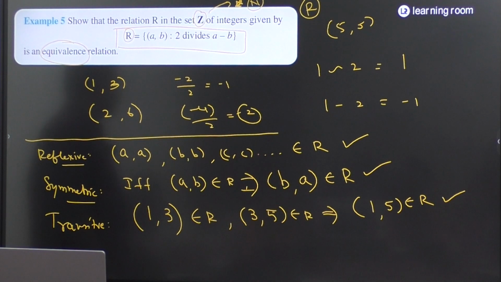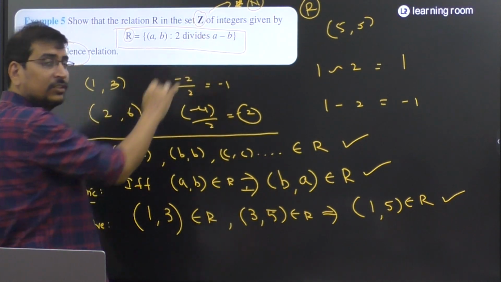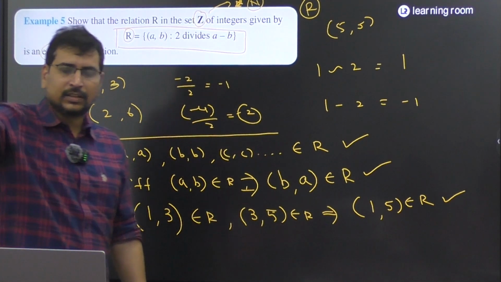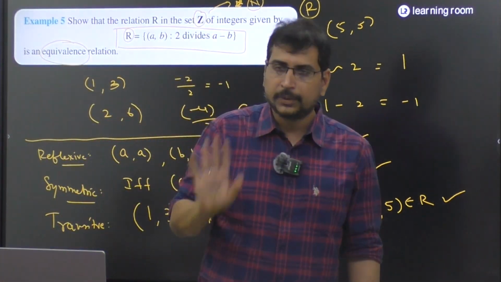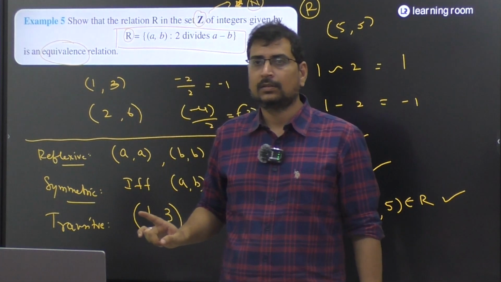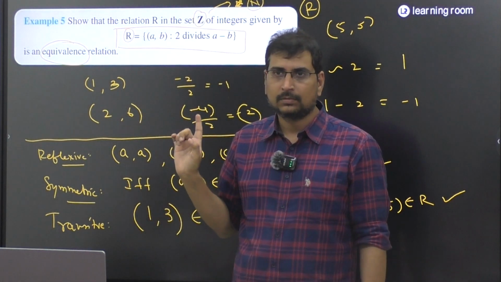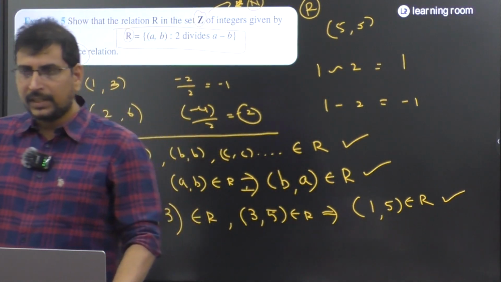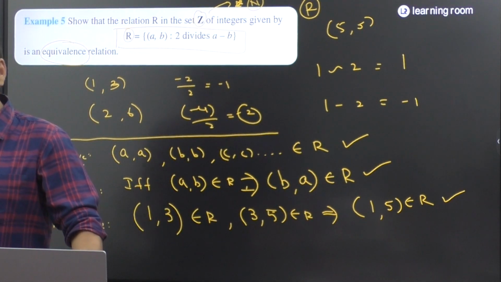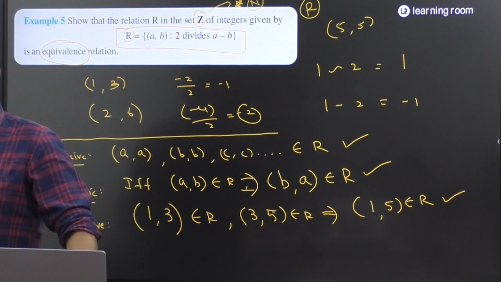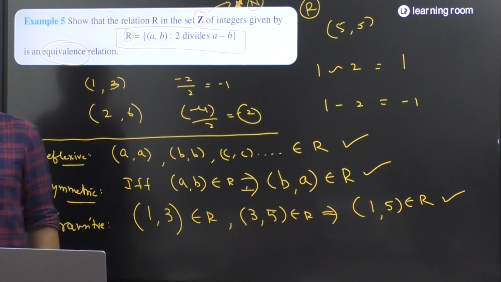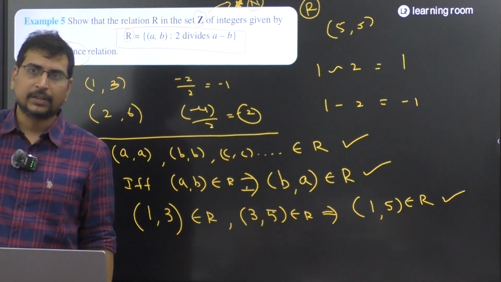-2. That is what I'm saying. They never told that a minus b should be positive. 2 divides that number. Divides meaning, what should be the remainder? 0. So when someone says a number is divisible by another, you concentrate on the remainder, not on the quotient. You are concentrating on the quotient of -1. But my concern is the remainder.